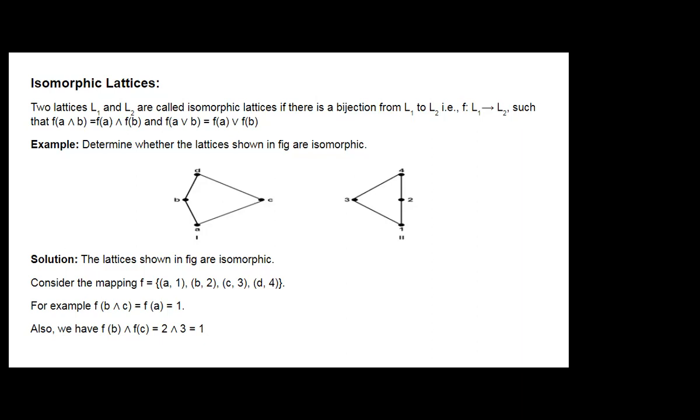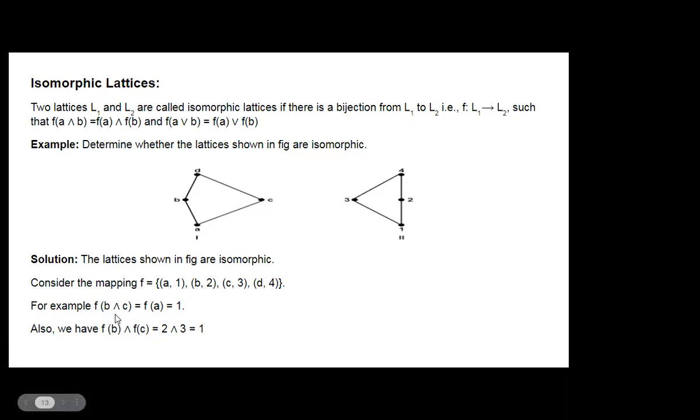Determine whether the lattices shown in the figure are isomorphic. These two lattices are given here. We have to find whether these are isomorphic or not. The solution: the lattices shown in the figure are isomorphic. Consider the mapping f from A to 1, B to 2, C to 3, and D to 4. Now, for example, f of B and C is equal to f of A, which is equal to 1. How is it?